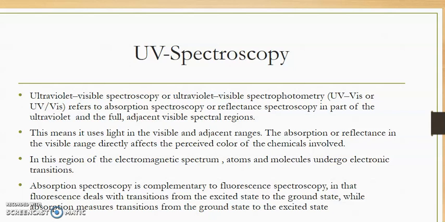That is, this type of spectroscopy is complementary to fluorescence spectroscopy. Fluorescence deals with transitions from the excited state to the ground state, while absorption measures transitions from the ground state to the excited state. About fluorescence spectroscopy we are going to learn in the next topic. There the transition is from the excited state to the ground state, while here, in absorption spectroscopy or UV spectroscopy, we have the excitation from the ground state to the excited state.